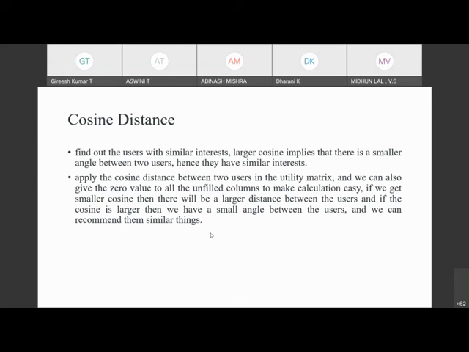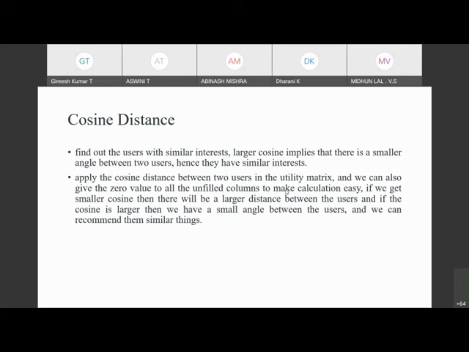A lot of measures are there, but a very simple measure is called cosine distance. So I'll repeat: apply the cosine distance or cosine similarity between two users in the utility matrix. We can give zeros where the values are not present, for all unfilled columns, to make the calculation easy. If we get a smaller cosine, then there will be a larger distance between the users. And if the cosine is larger, then we have a smaller angle.